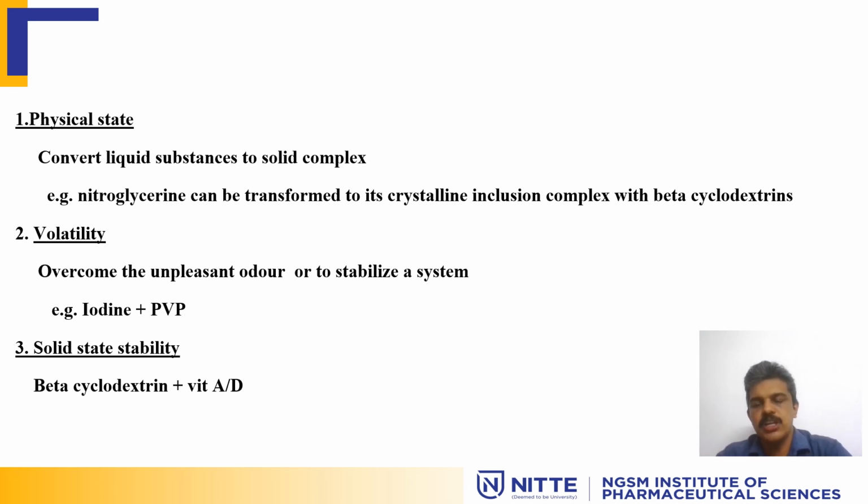I already told you that cyclodextrins occur in three forms: alpha, beta and gamma. Beta cyclodextrin is the most important one while forming complexes with drug molecules. Mainly they form inclusion complexes, which we also call occlusion complexes. Out of all three forms, beta cyclodextrin forms important inclusion complexes. So nitroglycerin can be transformed into its crystalline inclusion complexes by forming complexes with beta cyclodextrins.